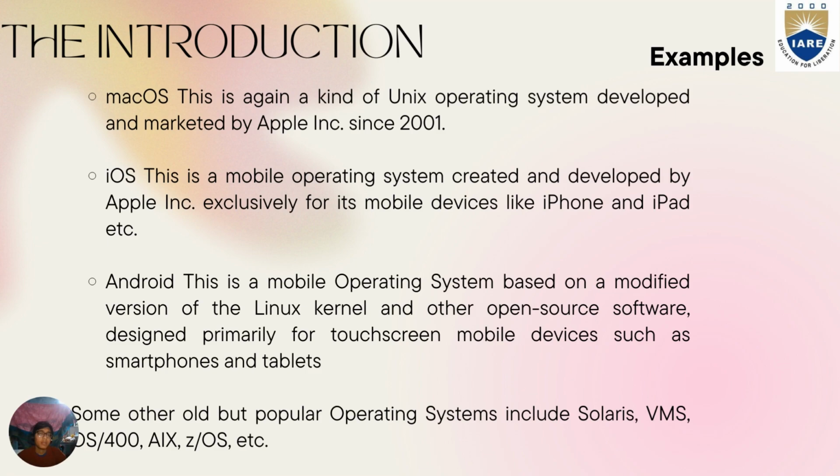macOS. This is again a kind of Unix operating system developed and marketed by Apple since 2001. iOS. This is a mobile operating system created and developed by Apple Inc. exclusively for its mobile devices like iPhone and iPad, etc. Android. This is a mobile operating system based on a modified version of the Linux kernel and other open source software designed primarily for touchscreen mobile devices such as smartphones and tablets. Some other old but popular operating systems include Solaris, VMS, OS/400, AIX, z/OS, etc.